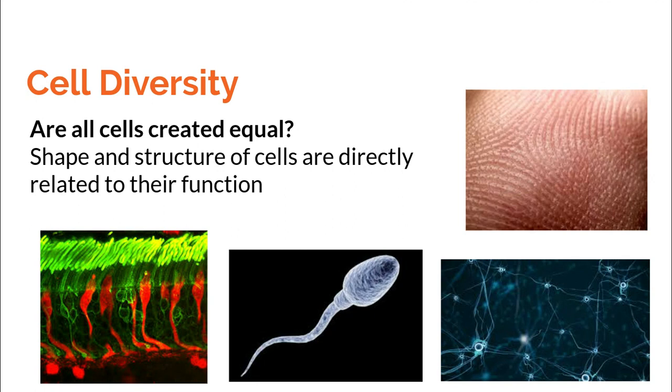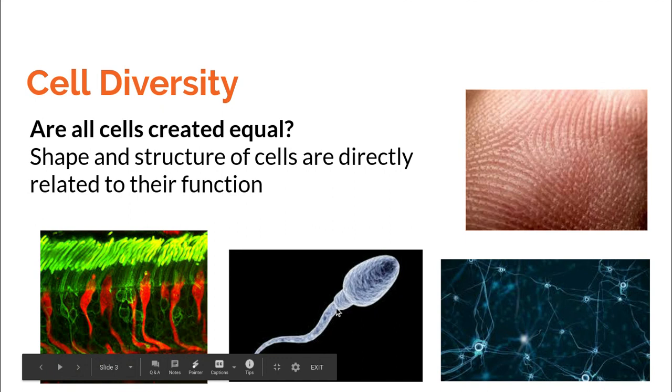So when we look at the human body, not all of our cells are the same size, same shape, or do the same function. So all four of these pictures show organs or cells that we have in our body. Some of them may be obvious, probably this guy in the middle. So here we see a sperm cell.